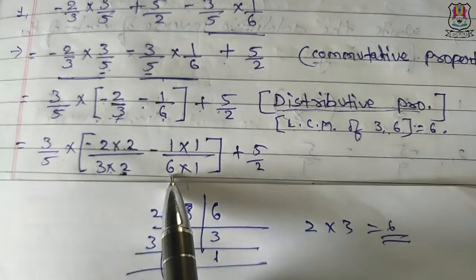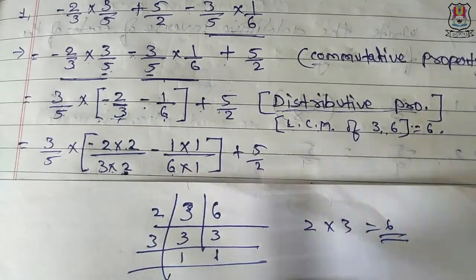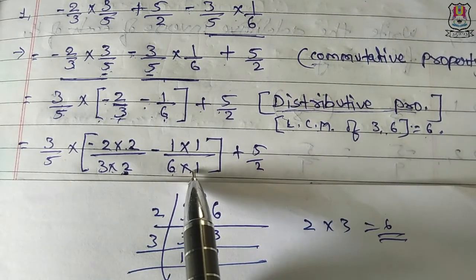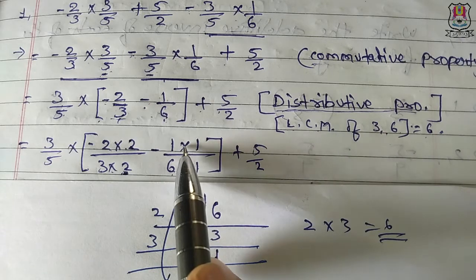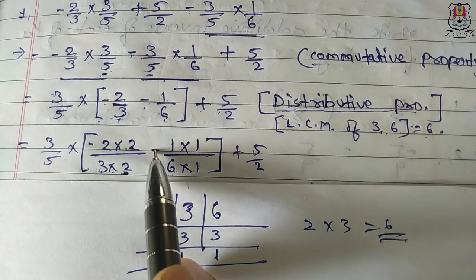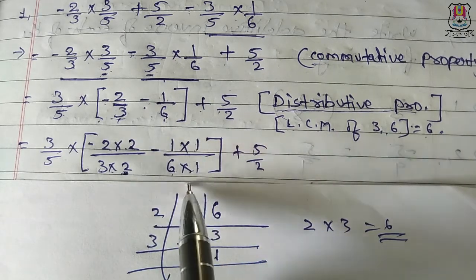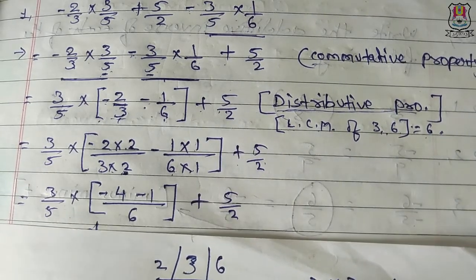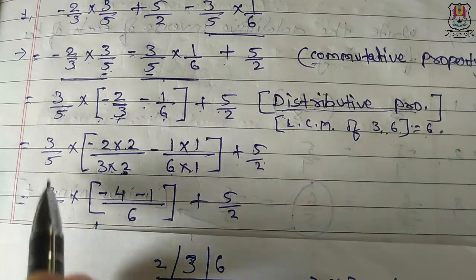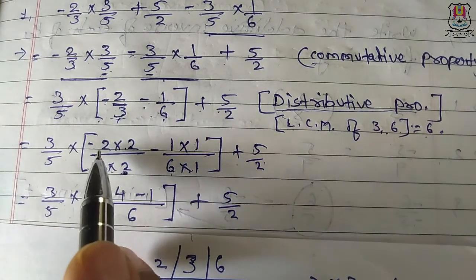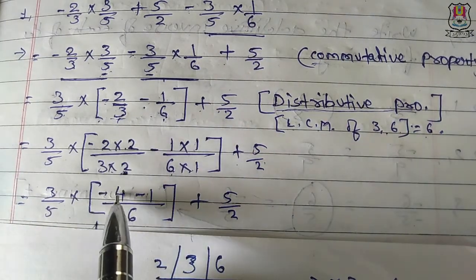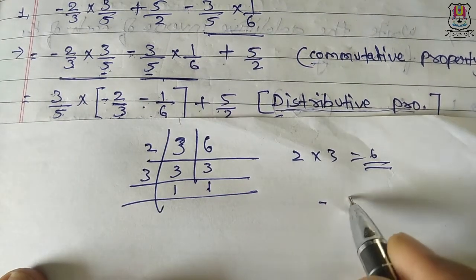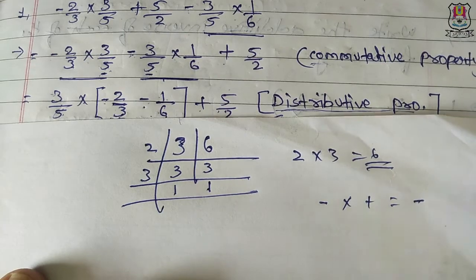In the same way, here we are having 6. So if we want to make it 6, we can multiply it by 1. So 6 multiplied by 1, and this 1 is also multiplied with the numerator. So minus 1 multiplied by 1, and plus 5 as it is. Going on to the next step, 3 upon 5 as it is, minus 2 multiplied by 2 will become minus 4, because when minus is multiplied by plus, the answer is always minus.